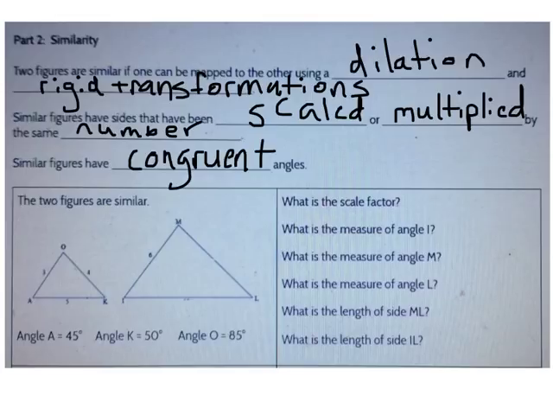The two figures are similar. First, what is the scale factor to go from the figure on the left to the figure on the right? It's 2. Now, to find the angles, I can see which angles correspond, and I know those angles will be congruent. Angle A is 45 degrees. So what is angle I? It's also 45 degrees. Angle K is 50 degrees. So what is angle L? It's also 50 degrees.